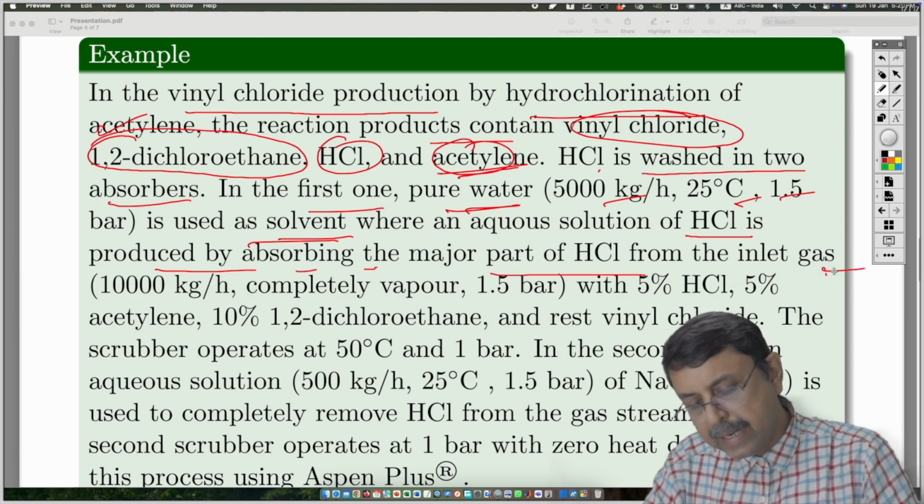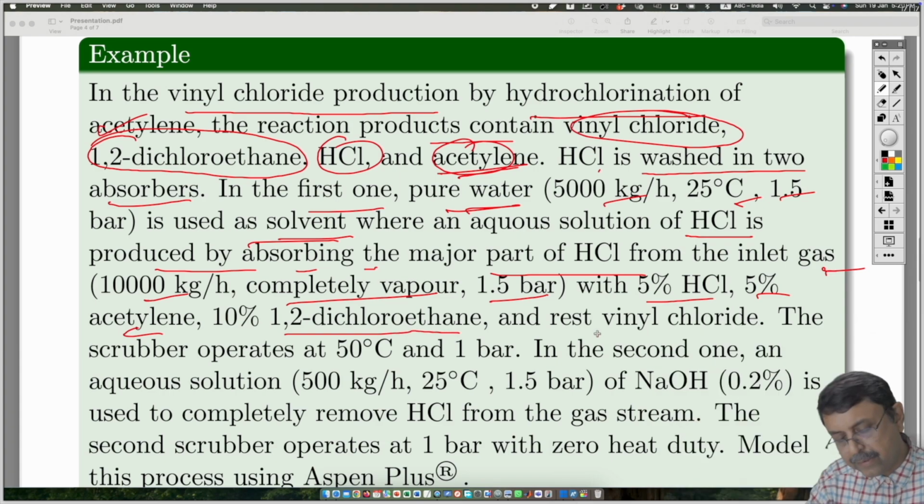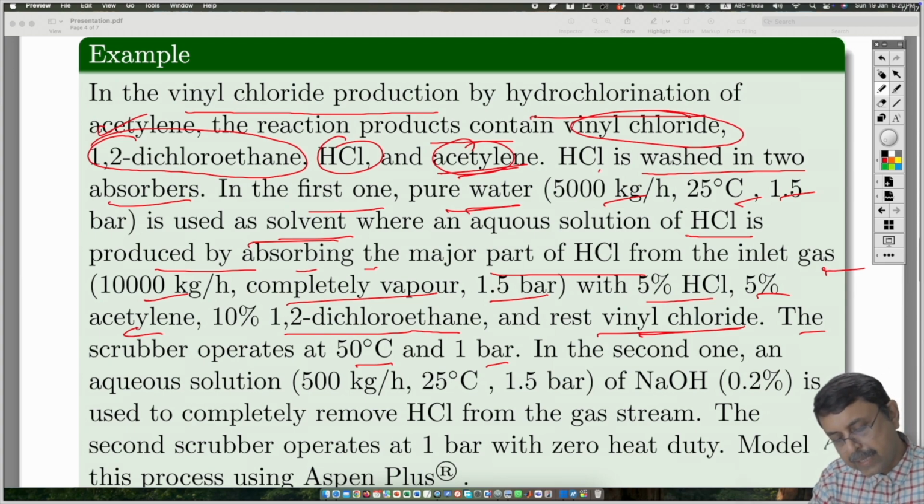And the inlet gas also, the specification has been given: flow rate, and inlet gas is completely vapor with a pressure 1.5 bar. And here the components of inlet gas have been given. It is 5% HCl, 5% acetylene, 10% 1,2-dichloroethane, and rest vinyl chloride. So vinyl chloride is the major component. Obviously, the production is vinyl chloride, so vinyl chloride is the main thing. This scrubber operates at 50 degrees centigrade and 1 bar. Okay. And then we come to the second one.